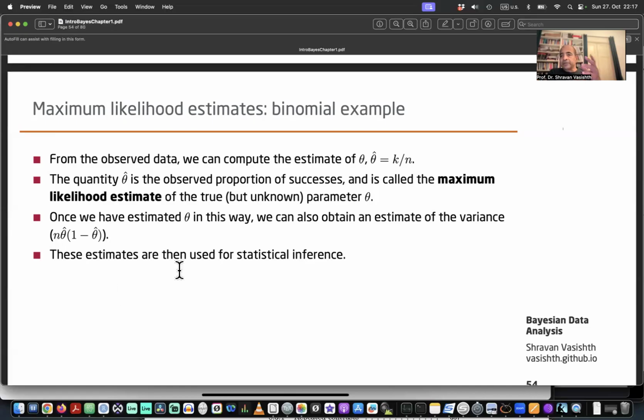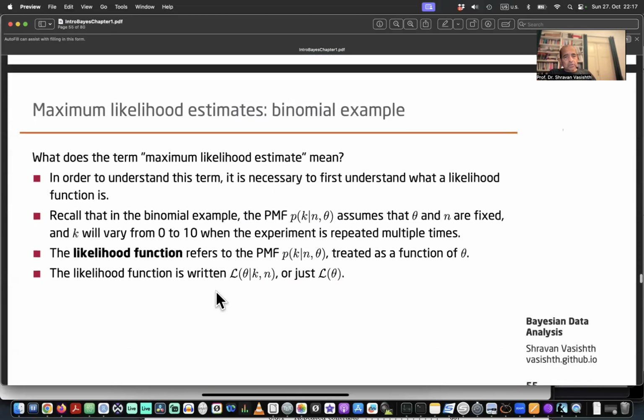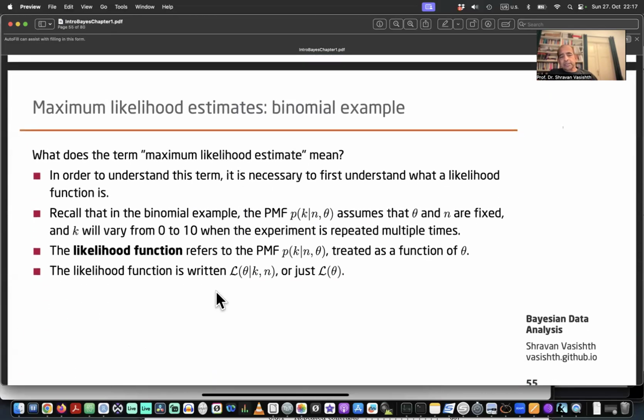In the frequentist world, these maximum likelihood estimates play a crucial role in statistical inference. Everything begins with these MLEs, and all the hypothesis testing and any kind of estimation, of confidence intervals and so on, is based on these maximum likelihood estimates. So let's try to understand what exactly is meant by maximum likelihood estimate. Before we can understand this term, we have to understand clearly what a likelihood function is.